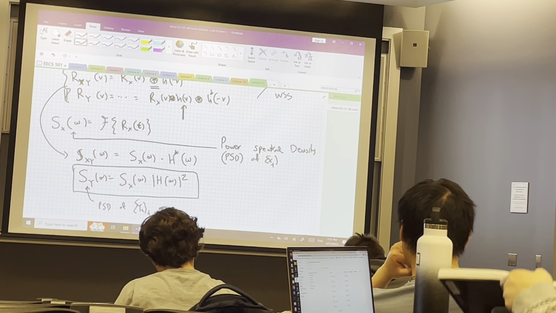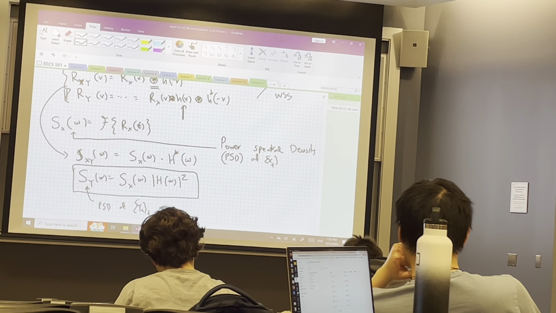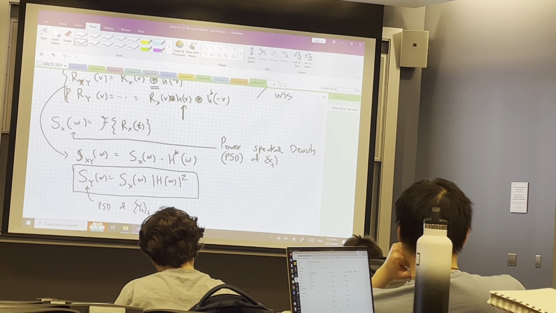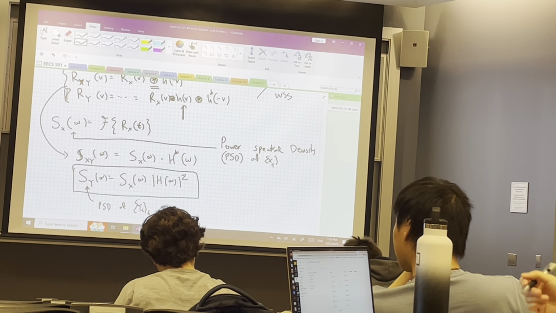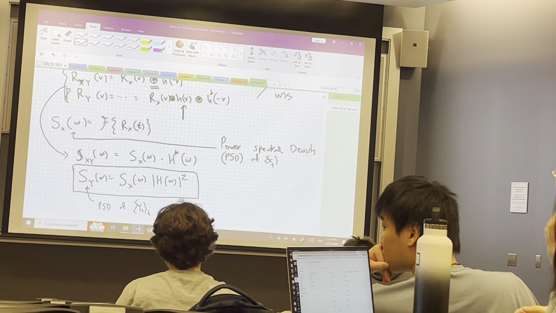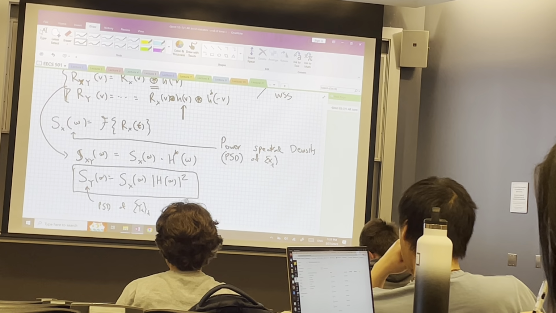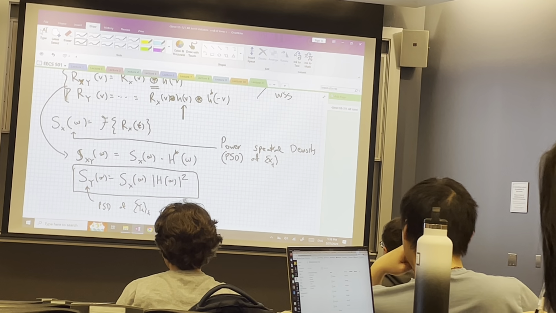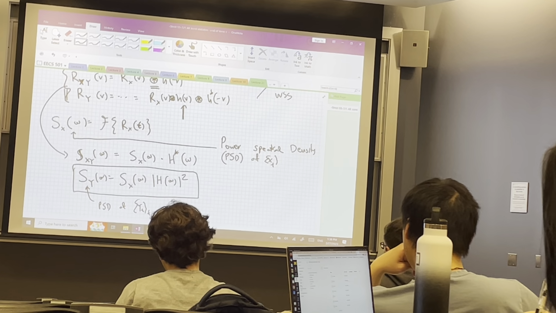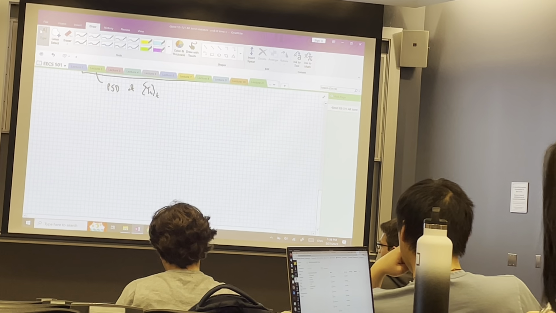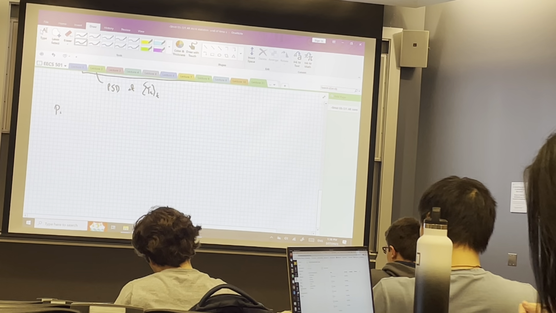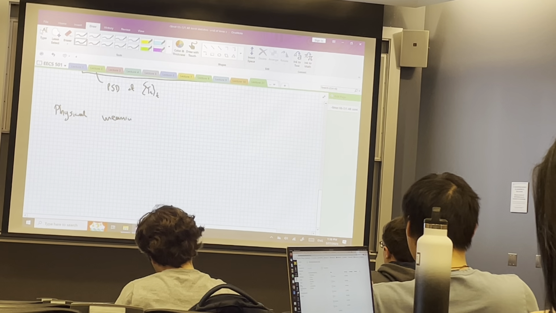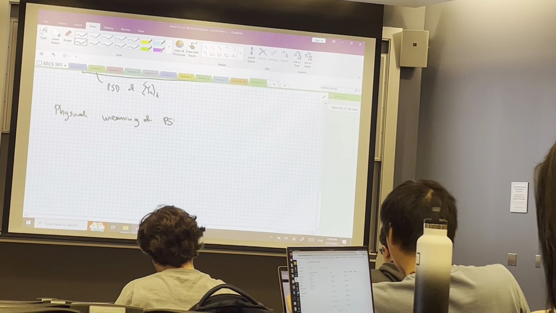Okay? But the word power spectral density in itself hints at some interesting interpretation. So I want to give now an interpretation of what this Sx of omega is. And I will give this interpretation through the following examples. So what is the physical meaning of the power spectral density?